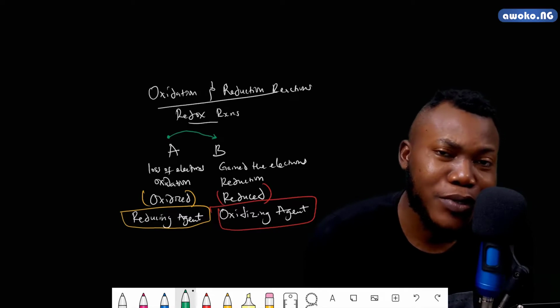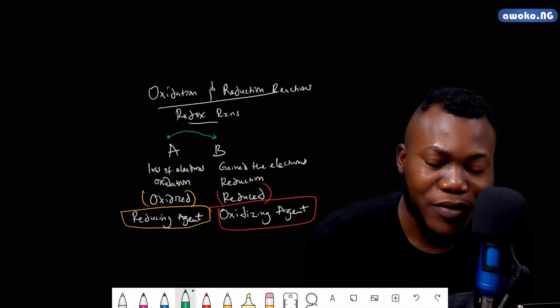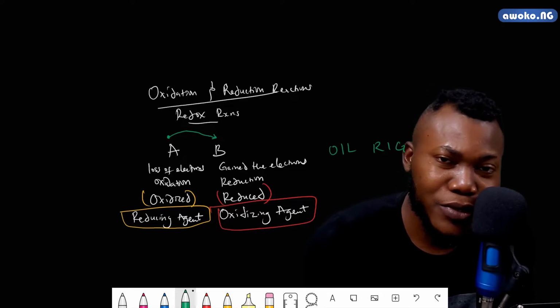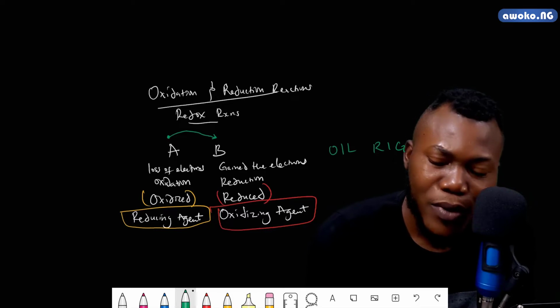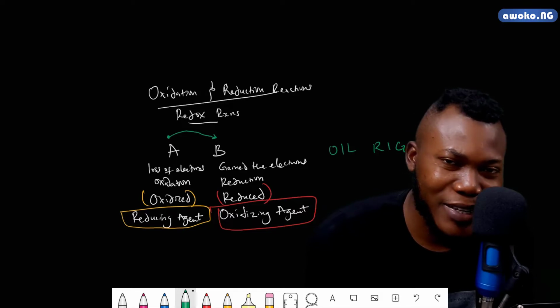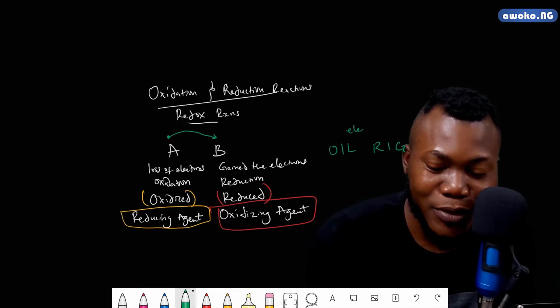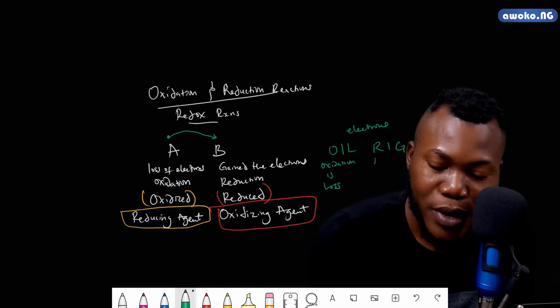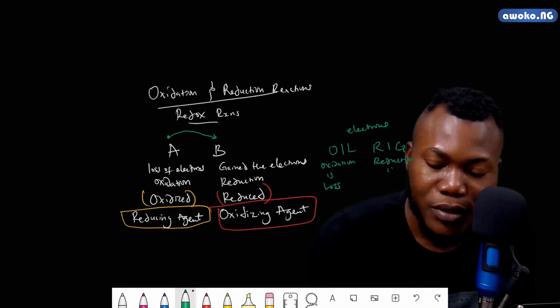An easier way for us to understand the definition of these terms is an acronym which we call OIL RIG. The OIL stands for oxidation is loss, while the RIG stands for reduction is gain. What are they losing or gaining? It is simply electrons. So if you just remember OIL, you remember that oxidation is loss, while reduction is gain.